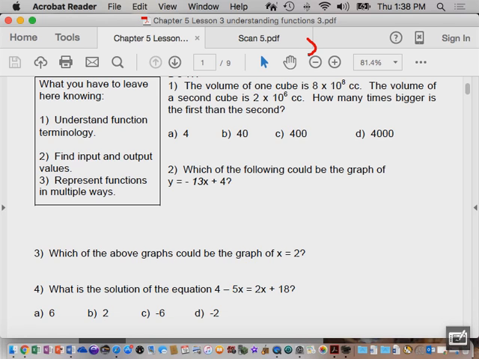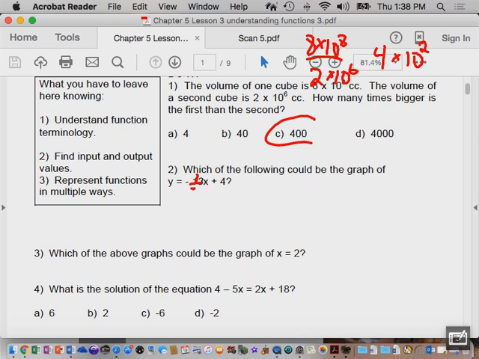So now I'm going to take the whole expression, 8 times 10 to the 8th over 2 times 10 to the 6th. What's 8 divided by 2? 4. 10 to the 8th over 10 to the 6th is? 10 to the 2nd. And which choice equals 4 times 10 to the 2nd? C, 400. Very good.